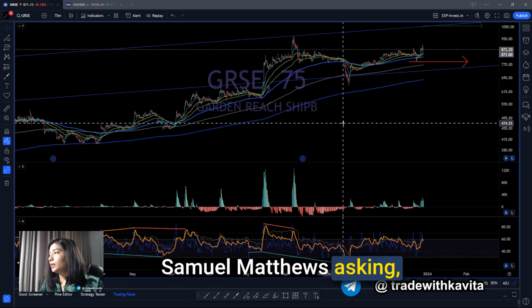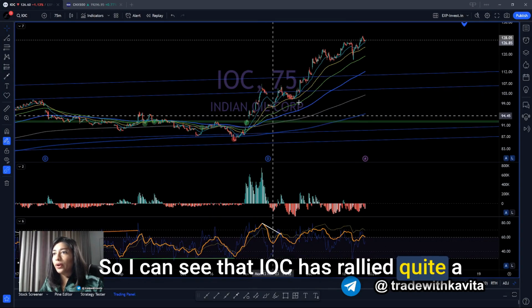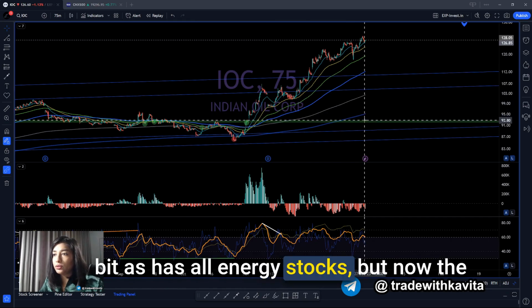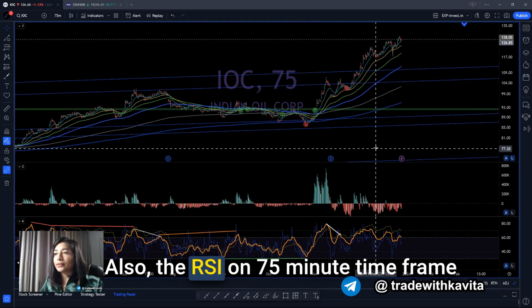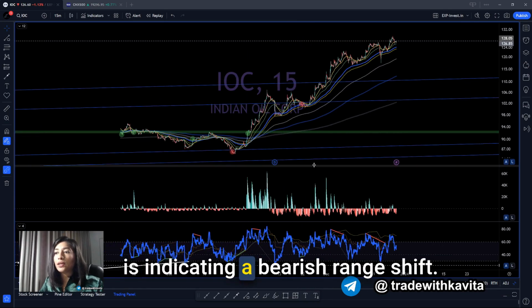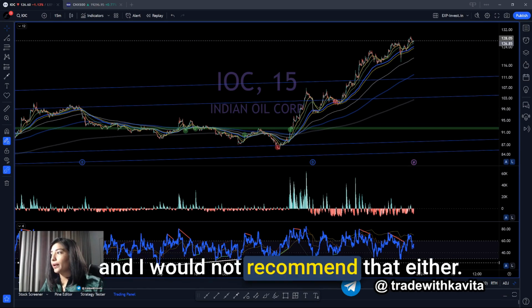Samuel Matthews asking, is IOC good to buy now? So I can see that IOC has rallied quite a bit, as have all energy stocks. But now the rally is unfolding on pretty weak volume. Also, the RSI on 75-minute time frame is indicating a bearish range shift. So I would not make a fresh entry, and I would not recommend that either.